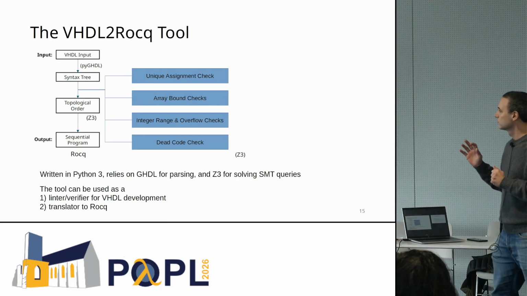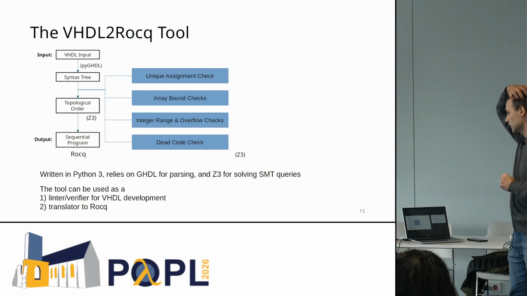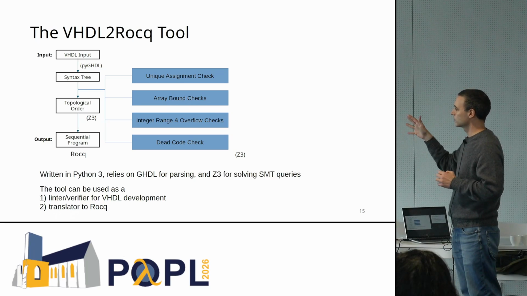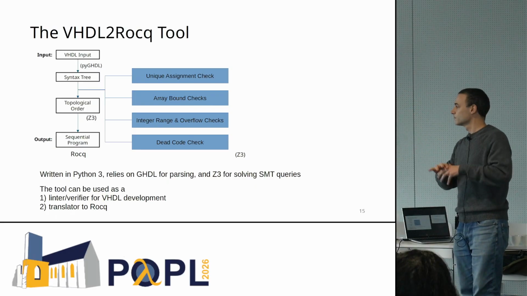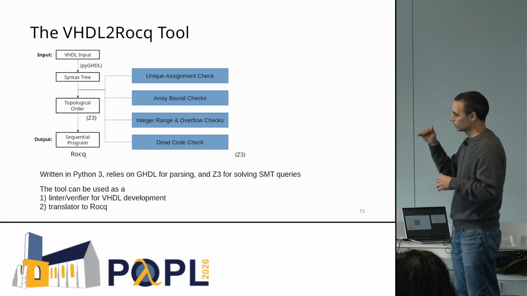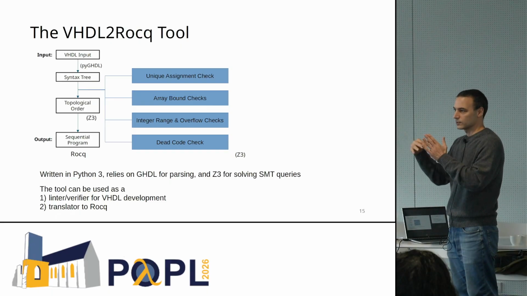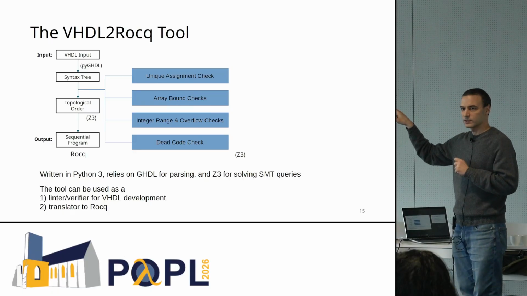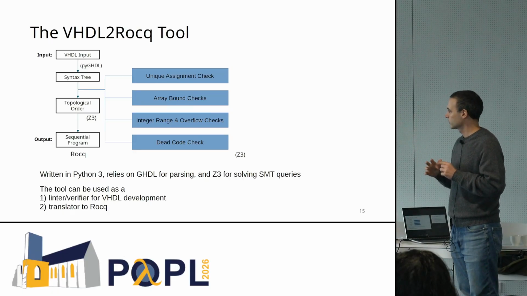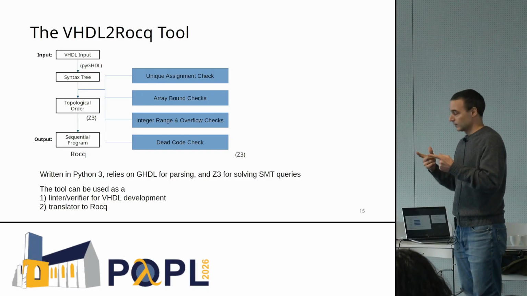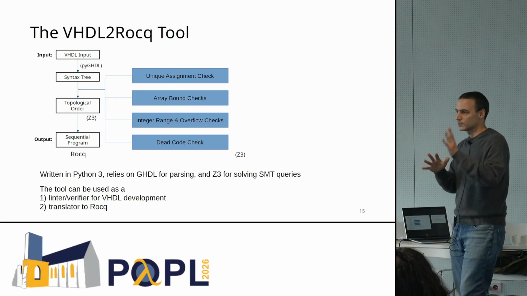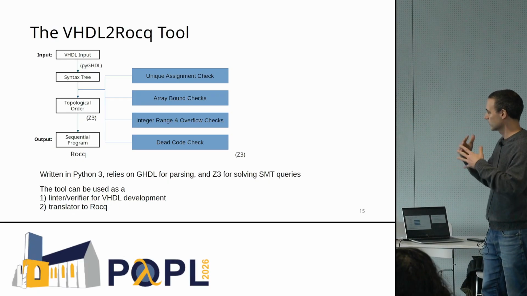So the overall tool looks like this. We have VHDL, and we rely on several open source tools like GHDL for parsing. We let GHDL build the syntax tree, and we do our checks on the syntax tree. I mentioned partly the unique assignment check. We do other analyses like checking array bounds. Again, array bounds can be violated for some generic valuations, but not for others. So this is again the SMT.